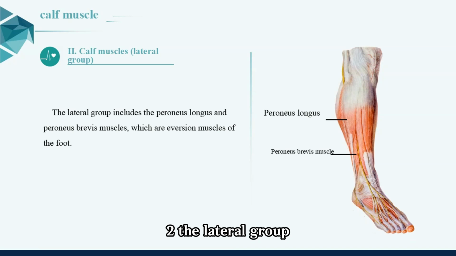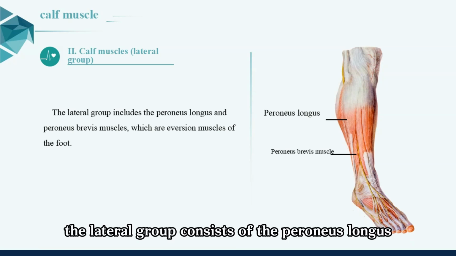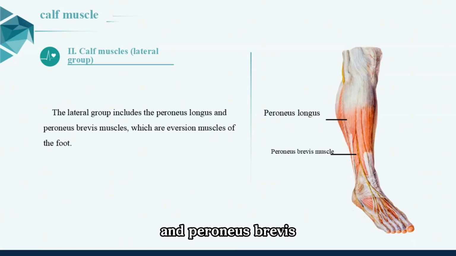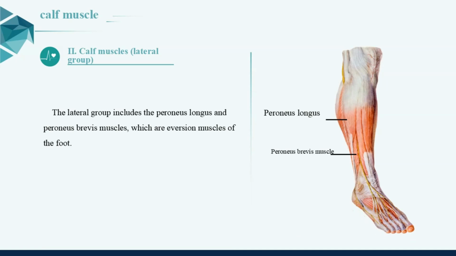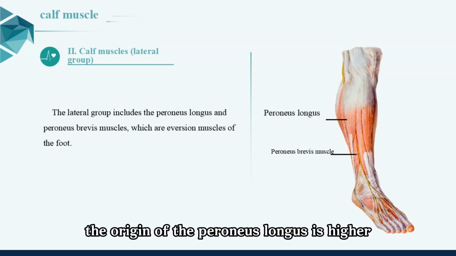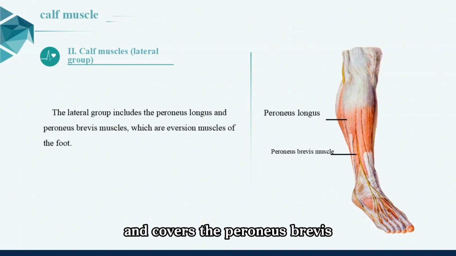2. The lateral group. The lateral group consists of the peroneus longus and peroneus brevis. Both muscles originate from the lateral surface of the fibula. The origin of the peroneus longus is higher and covers the peroneus brevis.